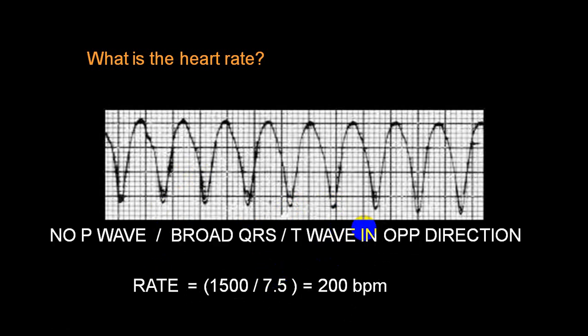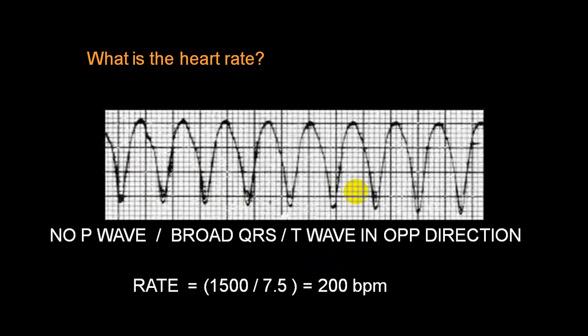Ventricular tachycardia. Clear? And here, if you see, all QRS complexes are of the same shape. So we call these monomorphic ventricular tachycardia. And if this is more than 30 seconds, then this is called sustained ventricular tachycardia.